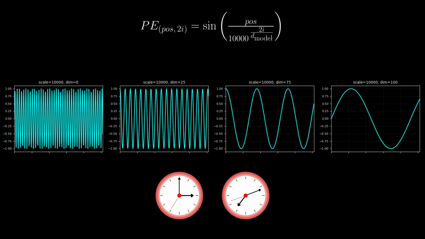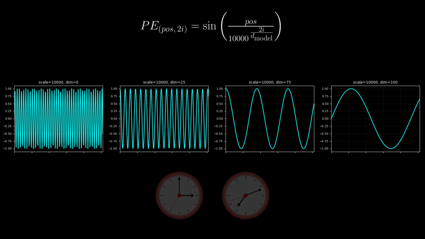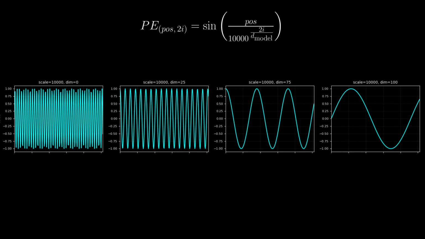Okay, hopefully by now you have some sense of why encoding positions using sinusoidal waves isn't some random trick. Let's move to another detail of this encoding expression, the magic number 10,000. Why 10,000?